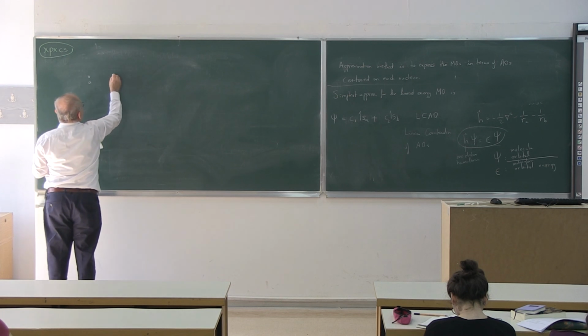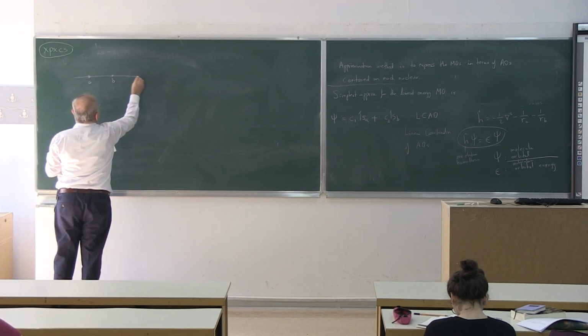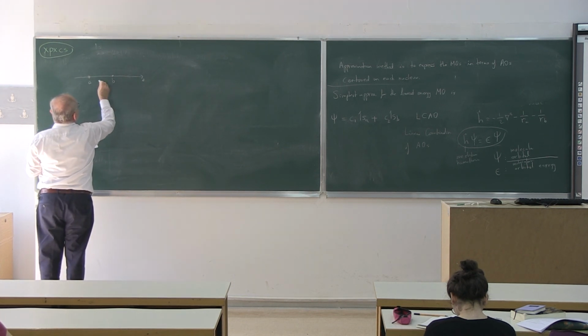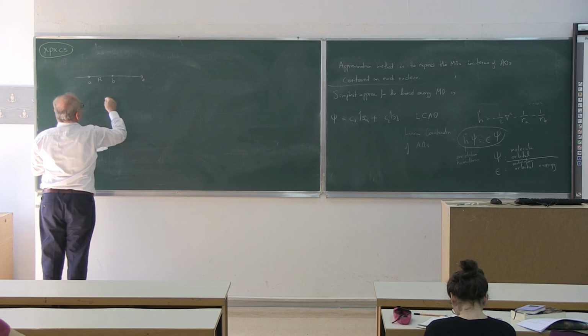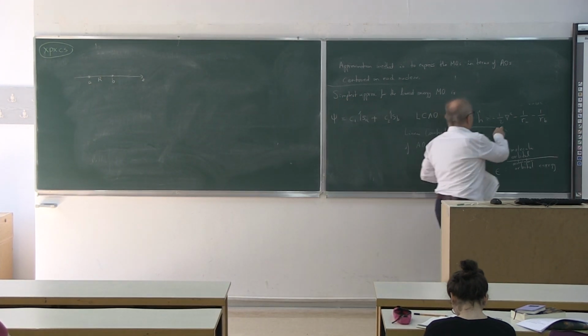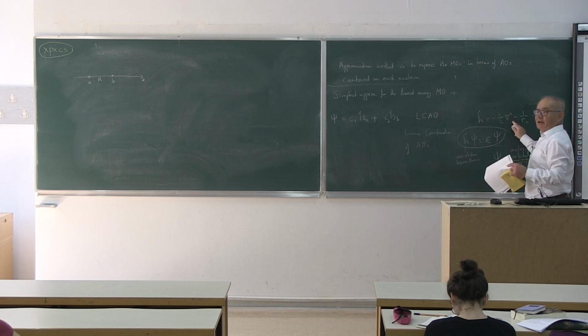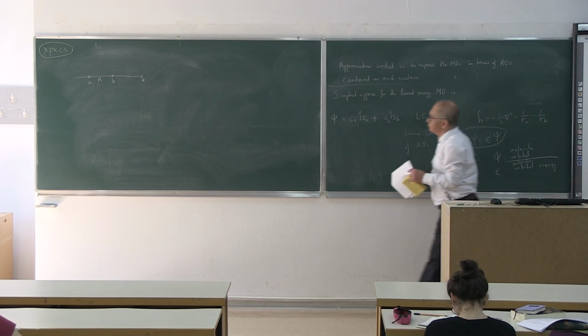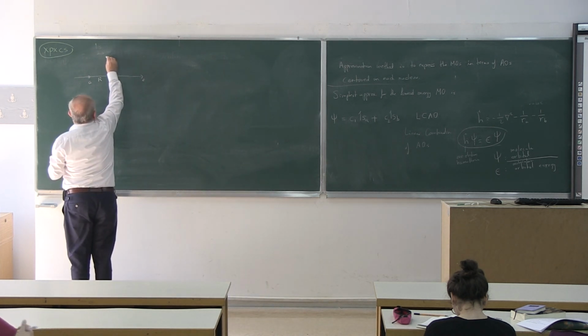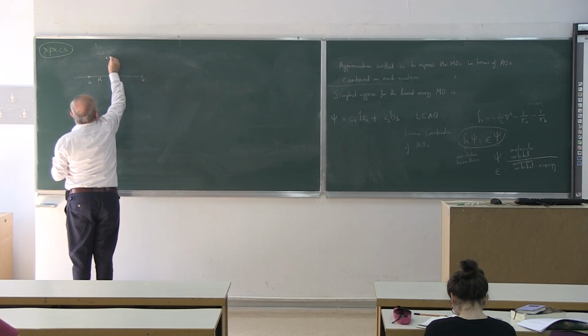Here is center A, here is center B. This is the z-axis. The distance between the two of them is r. And in this Hamiltonian, we have just one electron. Let us say this is the electron.